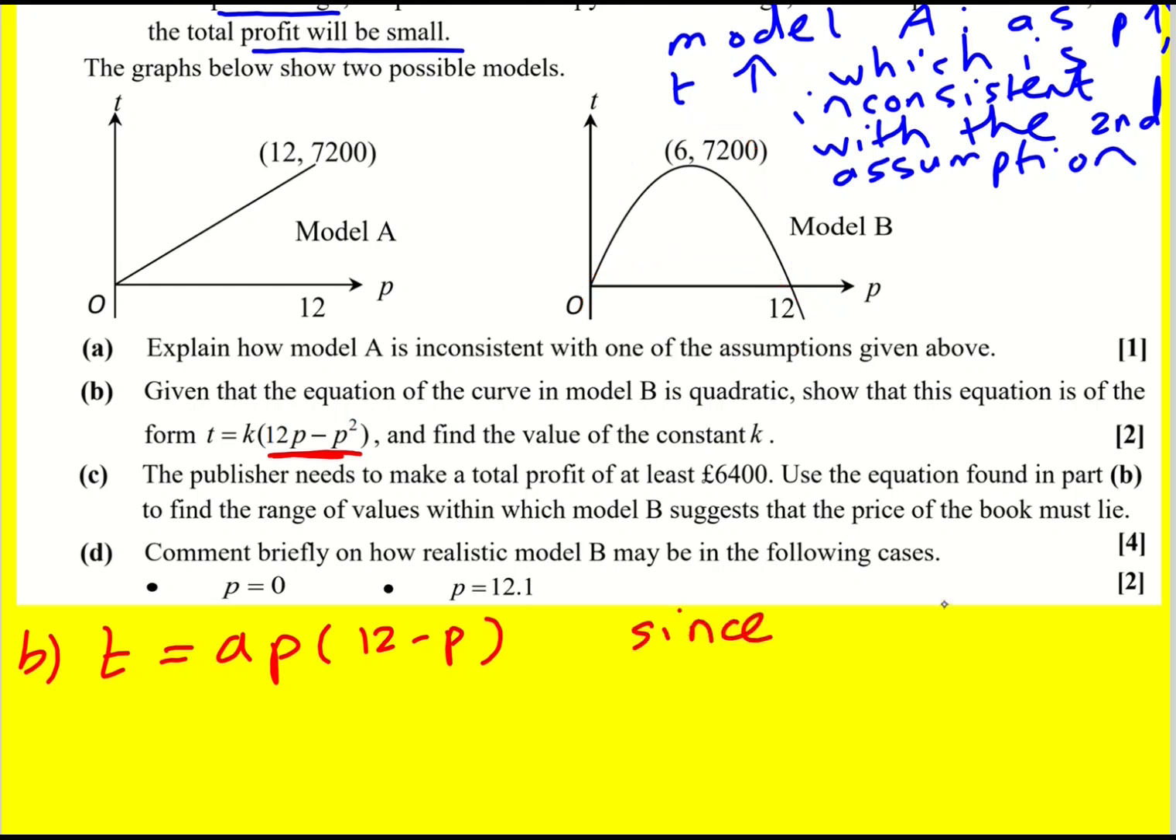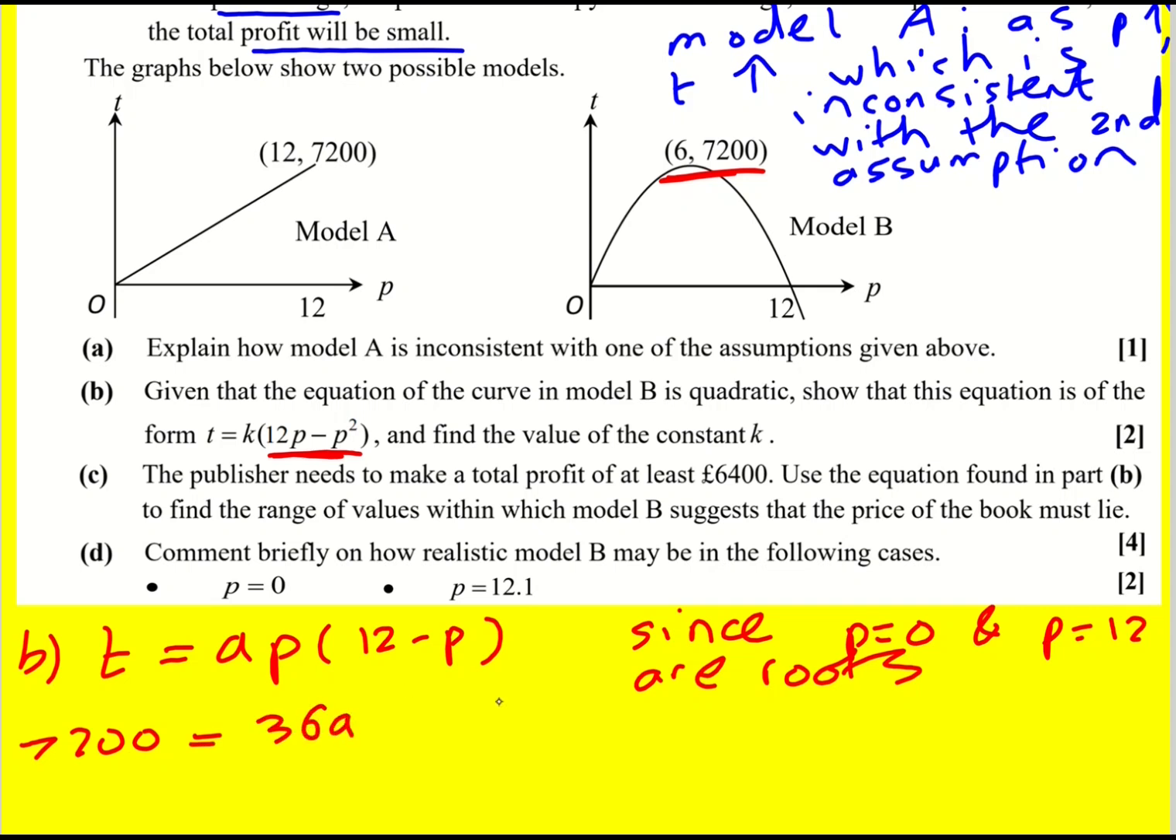Since P equals 0 and P equals 12 are roots. I think it's good to say that because it's a show that question. Right, now I'm going to sub in the turning point. So 7,200 is going to equal A times 6 times 6, 36A, which means I can now divide through. A is going to be 200.